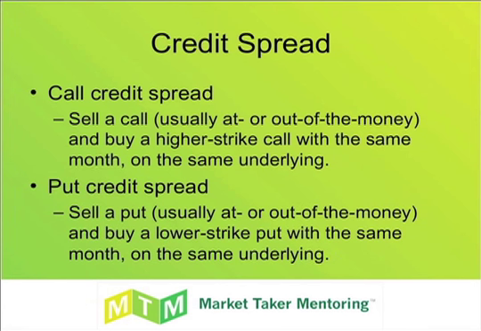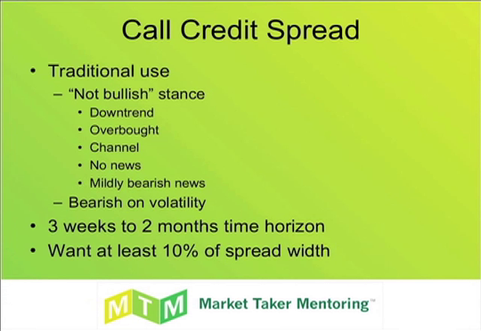A put credit spread, the other type of credit spread, is when I sell a put, usually at or out of the money, and I buy a lower strike put within the same month on the same underlying currency. So it's two options, either both calls or both puts, but it's one trade, okay? So it is, as I've defined already, a spread.